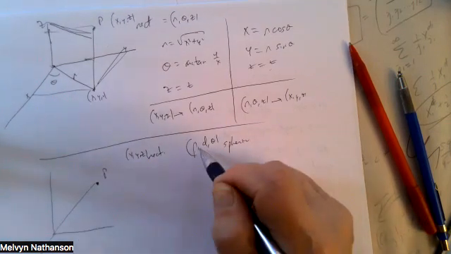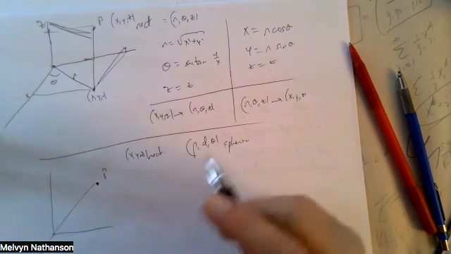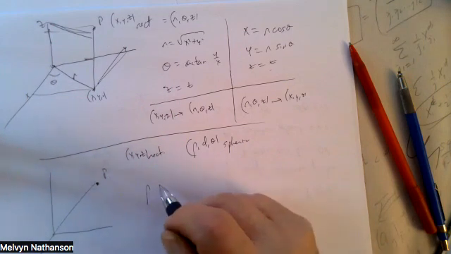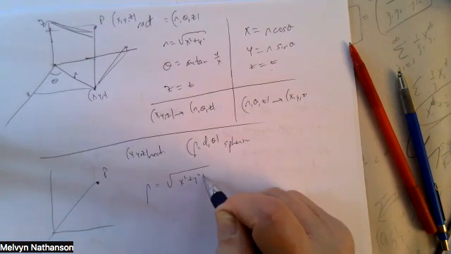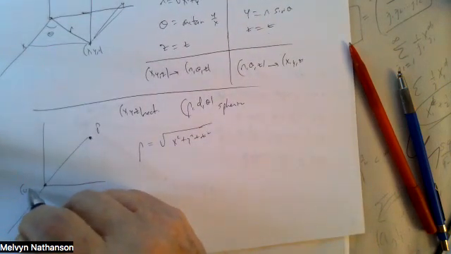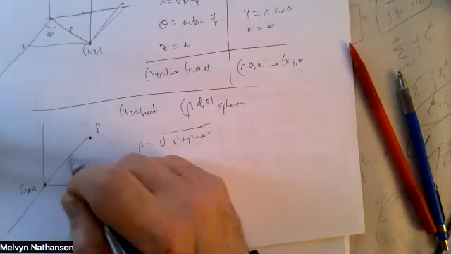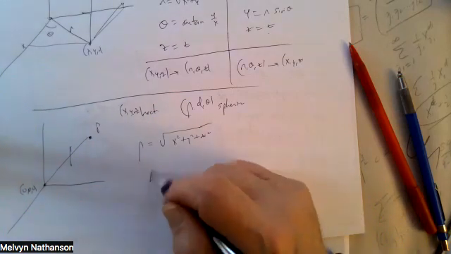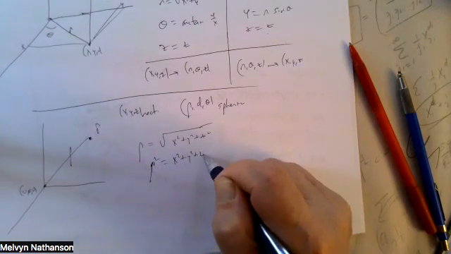Well, rho is simply the distance from the point to the origin. So rho, if this point has coordinates x, y, z, the distance from that point to the origin is the square root of x squared plus y squared plus z squared. If this is the point with coordinates 0, 0, 0, and this point has rectangular coordinates x, y, z, this distance rho is the square root of x squared plus y squared plus z squared. Or if you don't like square root signs, rho squared is x squared plus y squared plus z squared.